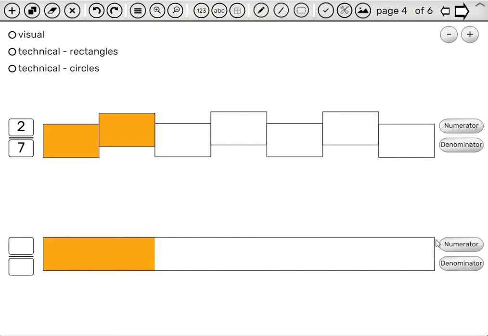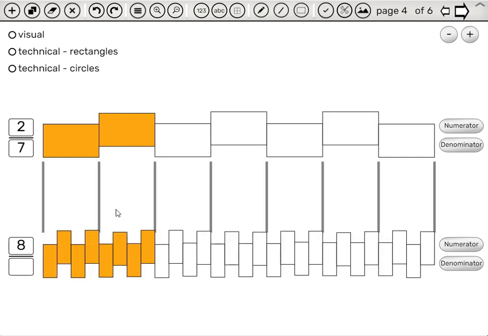So let's expose the numerator and have the students explain how they can figure out the denominator. So, of course, the expansion is times 4. Okay, let's click the bar. So, if each segment turned into 4 segments, the denominator is 7 times 4, 28. Let's move on to the next page.